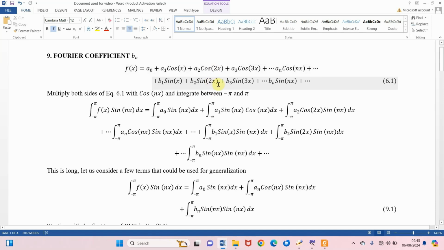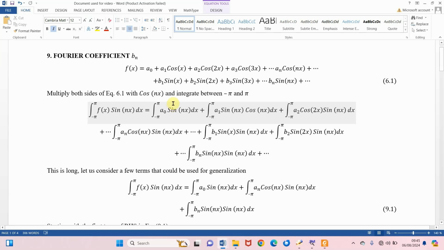Welcome to another video where I'm going to explain how we obtain the Fourier coefficient Bn. If you remember, we've been trying to build a foundation upon which we can understand the composition of a periodic function. We've been studying how it's possible to break down periodic functions using only sine and cosine.